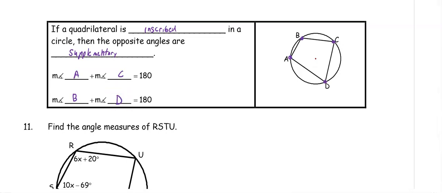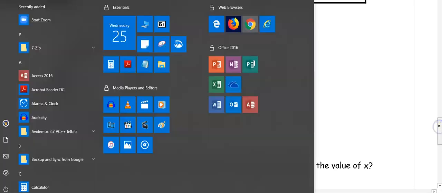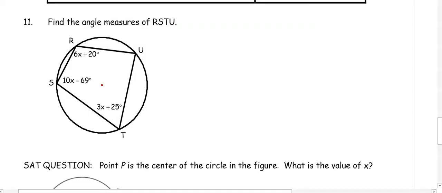And the reason that works, if I look at angle A, it is intercepting this arc. Angle C is intercepting this arc. So together, they're covering that 360 degrees, and because they're inscribed angles, they have to be half of that 360 degrees. So let's use that property in a new problem. In number 11, find the measures of R, S, T, and U.